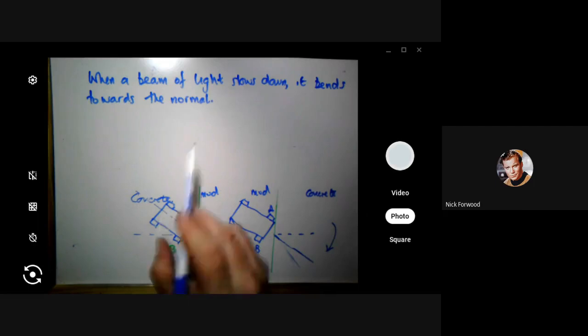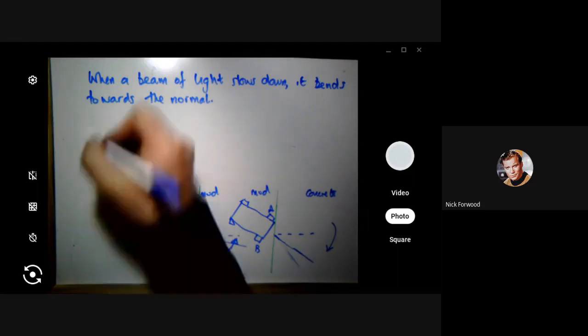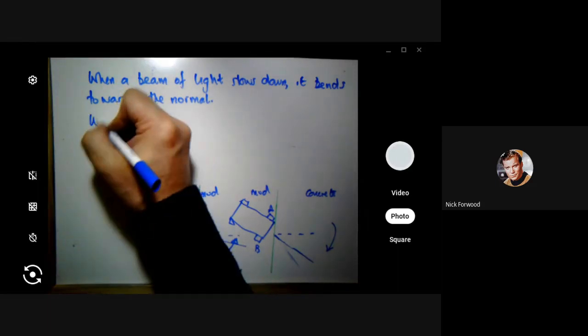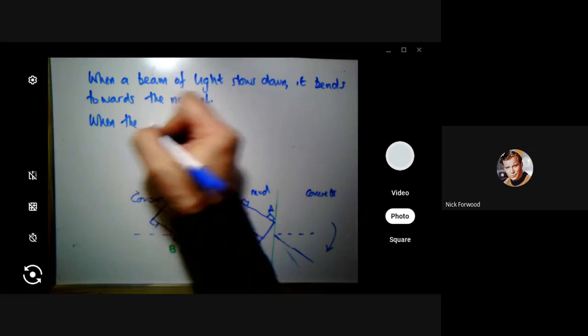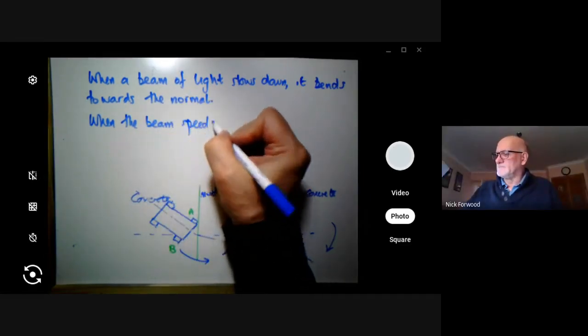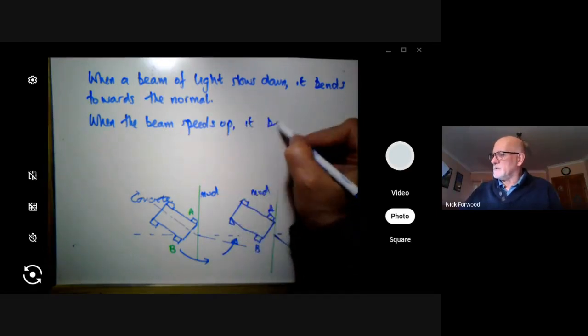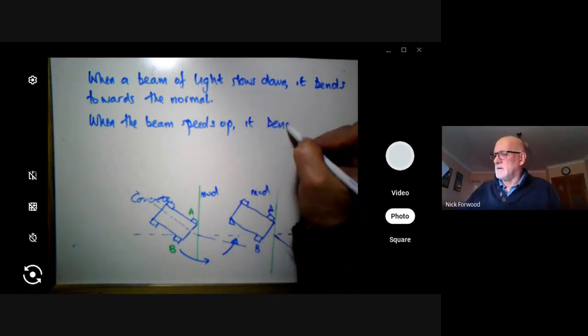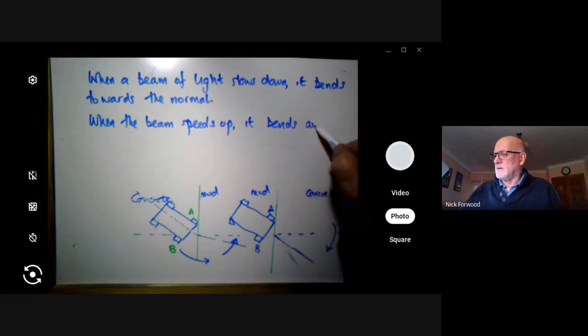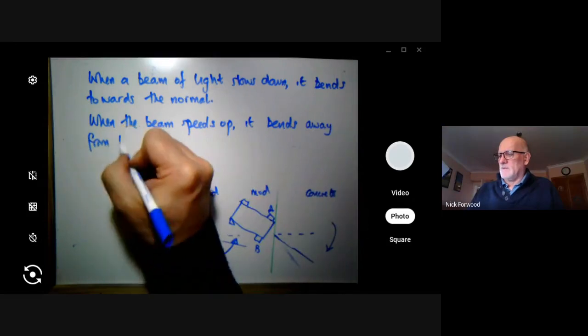So when a beam of light slows down, it bends towards the normal. Think of the wheels. It goes up like that. And when the beam speeds up, it bends away from the normal.